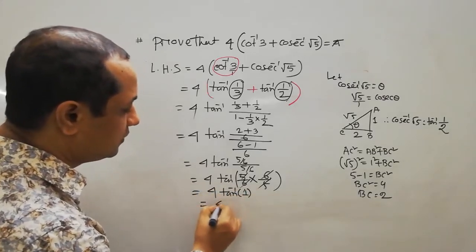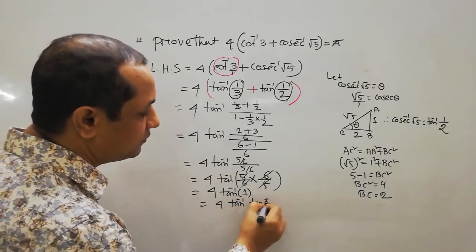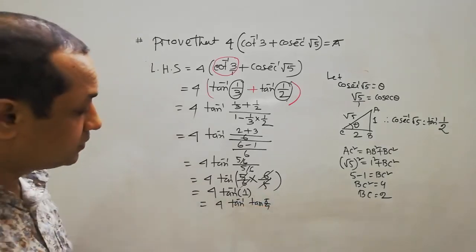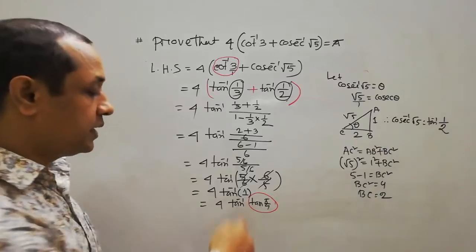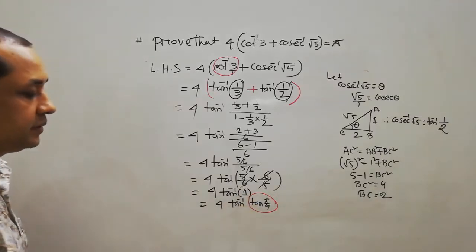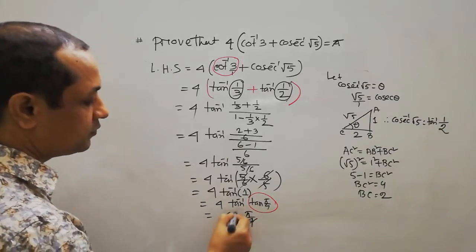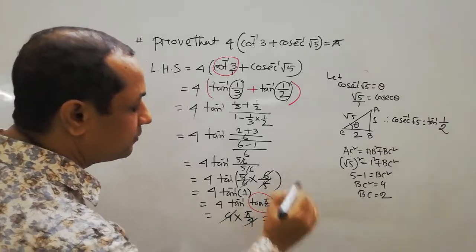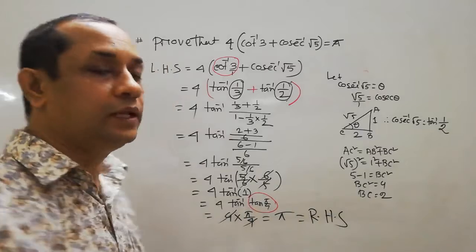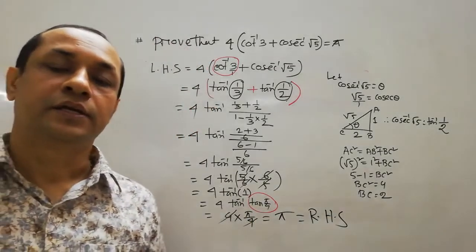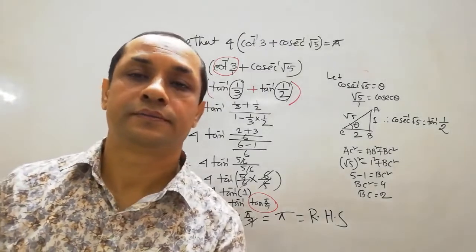We know that 1 equals tan pi by 4. Here, student, attention please, tan pi by 4 equals 1. So 1 equals tan pi by 4. Then we get 4 into pi by 4. 4 cancels. Then we have pi, equal to the right hand side. So left hand side equals right hand side. I hope that, student, you are clear.